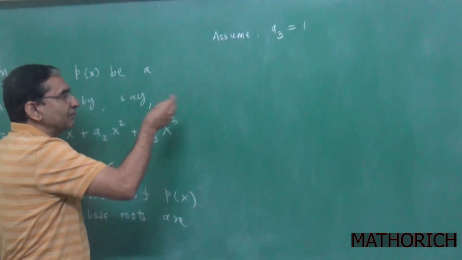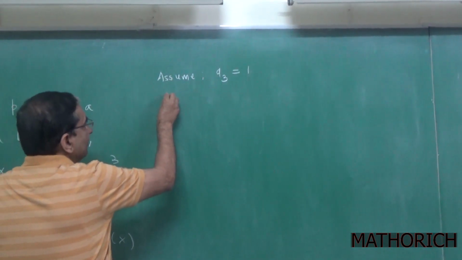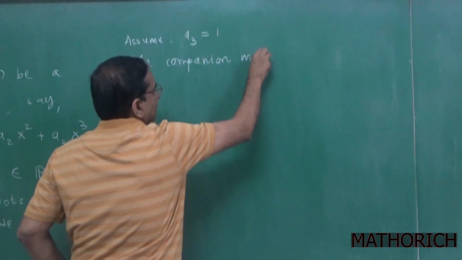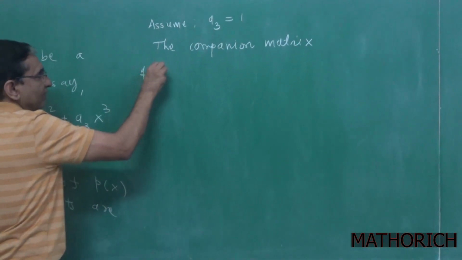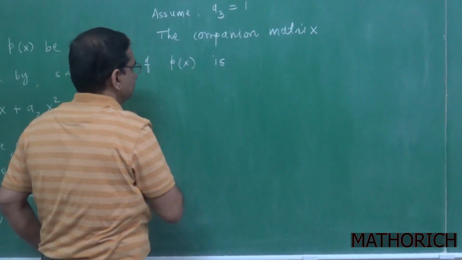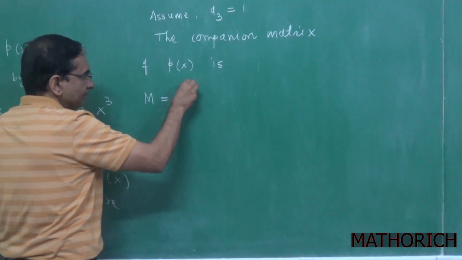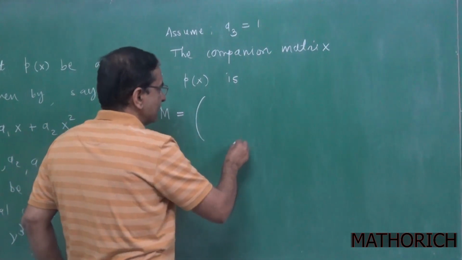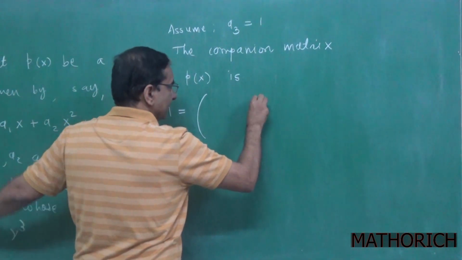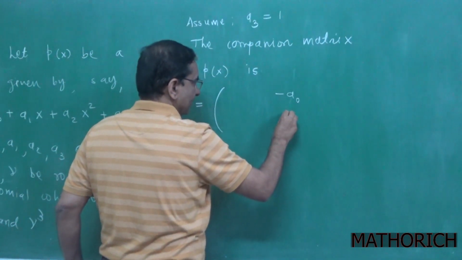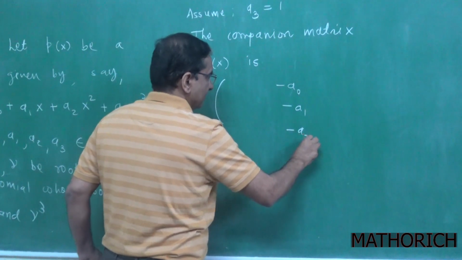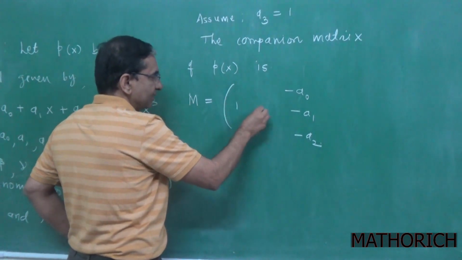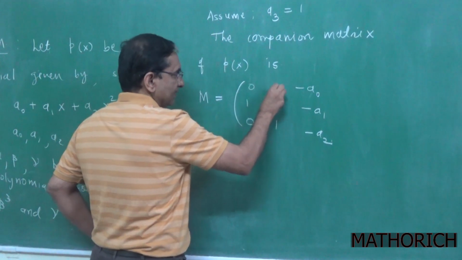So I am now writing the companion matrix of P(x). Let's call it M. Now what is the companion matrix? This will be a 3 cross 3 matrix. So start with the constant term and write like this: minus a0, minus a1, minus a2. Take a3 equal to 1. Assume that this polynomial is cubic and monic, and then an identity matrix here, and 0, 0, 0.